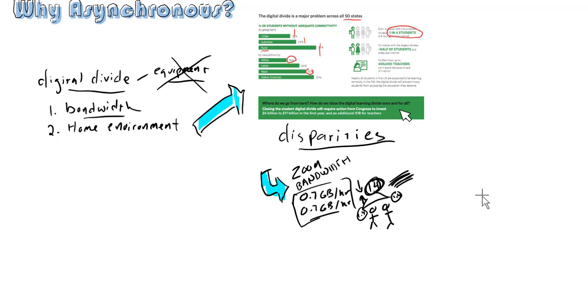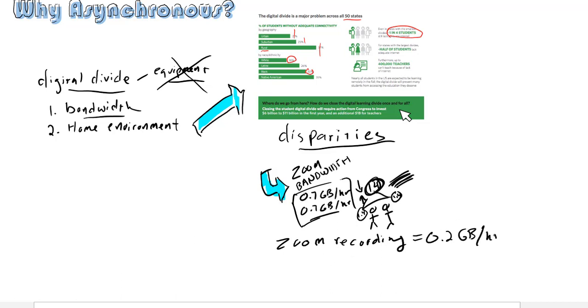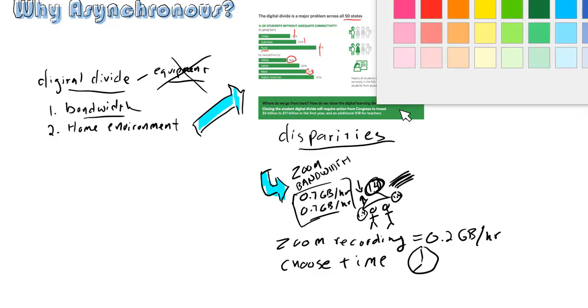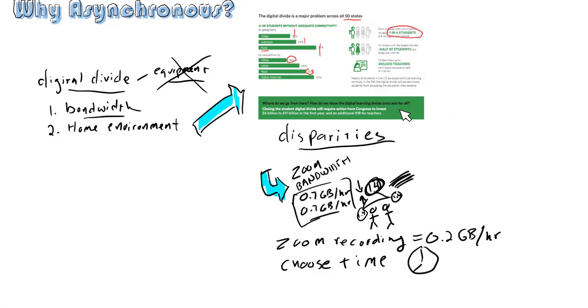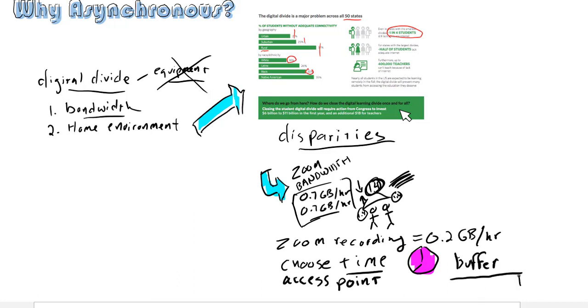So what can asynchronous do? Well, the first thing is that a Zoom recording is much less intensive than a live Zoom session. A Zoom recording, if it's on the lower quality, is about 0.2 gigabytes an hour. Not only that, but a person can choose the time they want to download it. They can choose to download the Zoom recording at a time when the rest of their house is not using Zoom. They can find an access point, and if you supply an access point, they can download it and go home.